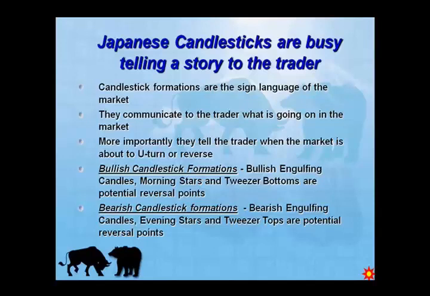Japanese candlesticks are candlestick formations, and they are the sign language of the market. They communicate to us and tell us where the market wants to go, and they give us buy and sell signals. Bullish candlestick formations and bearish candlestick formations. Bullish candlestick formations are composed of three main ones, which are called bullish engulfing candles, morning stars, and tweezer bottoms. Bearish candlestick formations are composed of a bearish engulfing candle, evening stars, and tweezer tops. And we're going to learn how to read these and recognize these in charts.